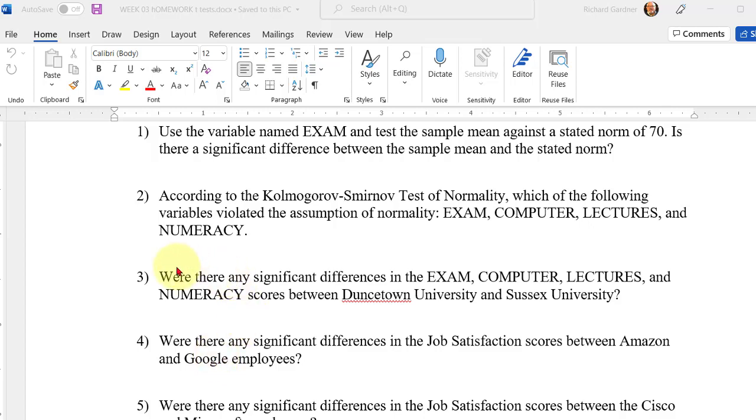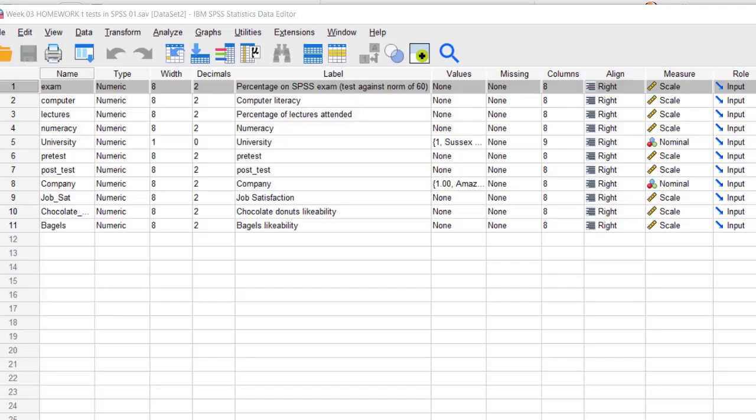Number 3, were there any significant differences between the Dunstown University students and the Sussex University students in the DVs of exam, computer scores, lectures, and numeracy? Okay, so that's an independent t-test because you got two separate groups. You got Sussex and Dunstown.